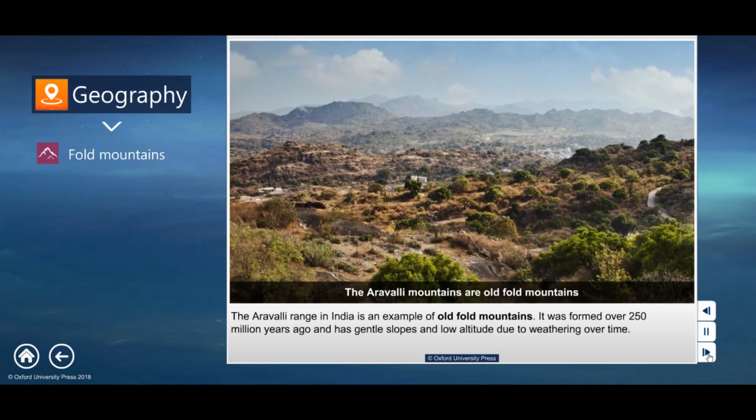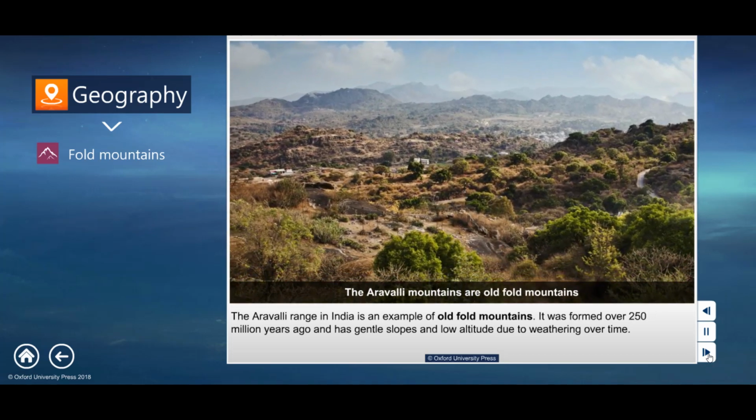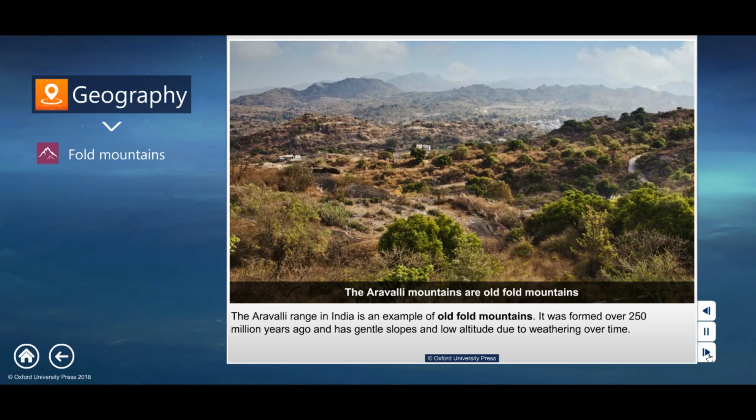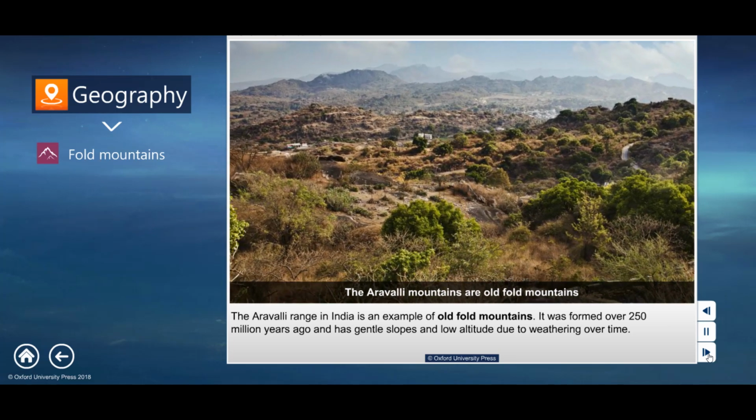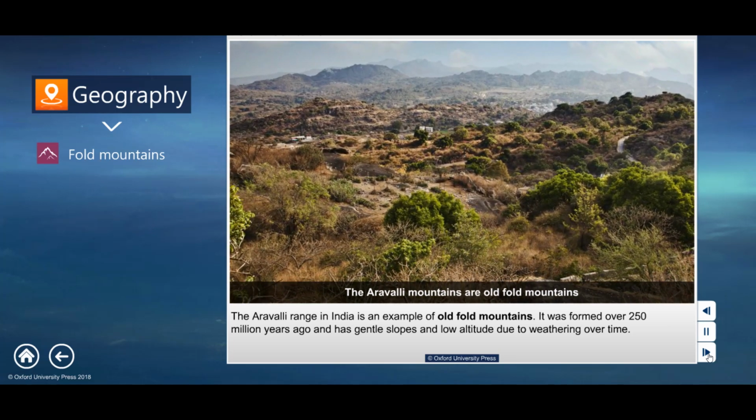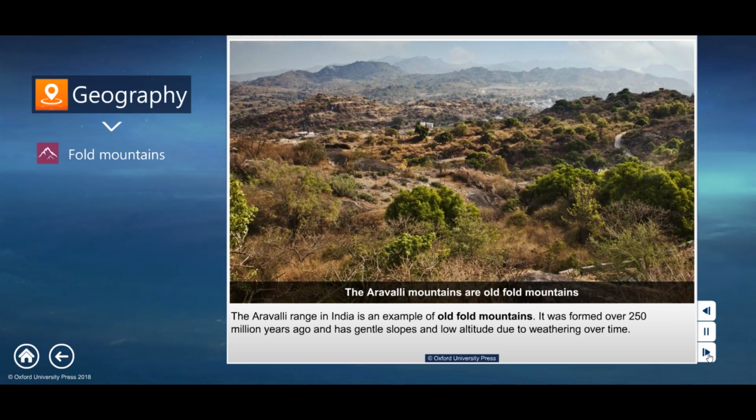The Aravalli Range in India is an example of old fold mountain. It was formed over 250 million years ago and has gentle slopes and low altitude due to weathering over time.